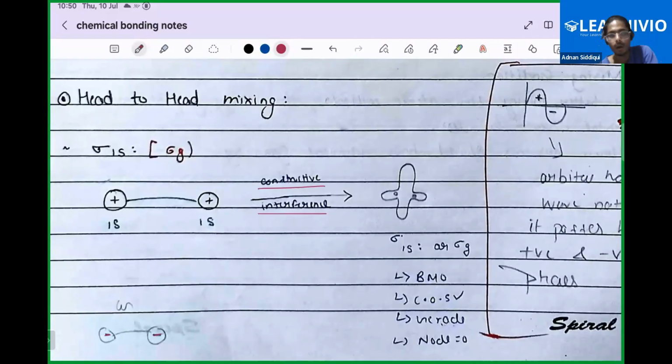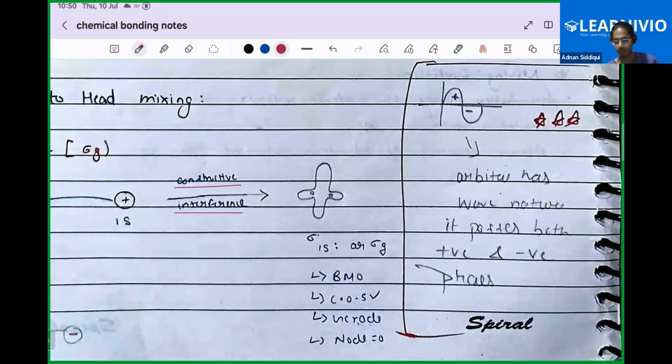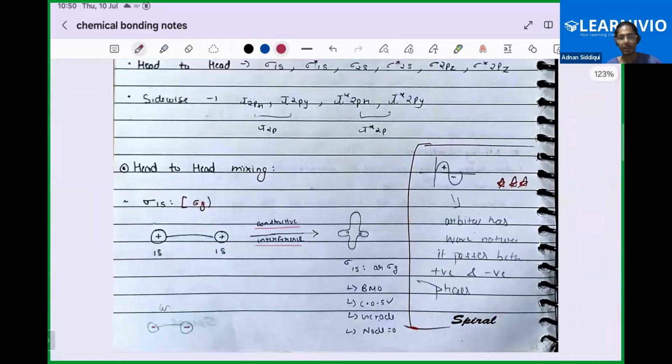Why are they merging? First of all, they are not charges. It is not a proton. It is not a proton, it is just a region of electron. Similar to the electron, the orbital has wave nature.